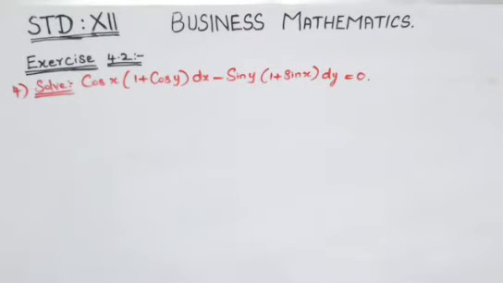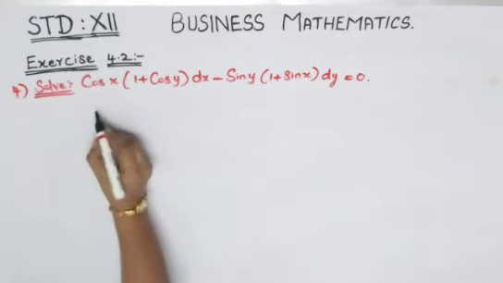Standard 12th Business Mathematics, Exercise 4.2, fourth question. Solve cos x (1 + cos y) dx − sin y (1 + sin x) dy = 0. So what you'll have to do is separate your x terms on one side and y terms on one side, then you'll have to go for integration.